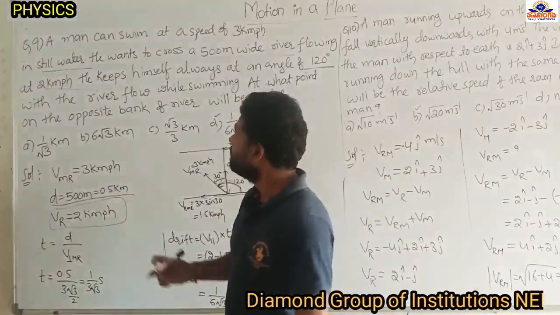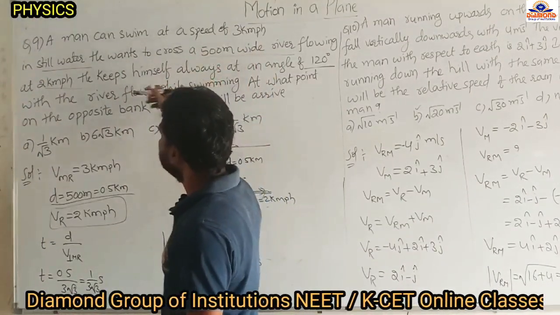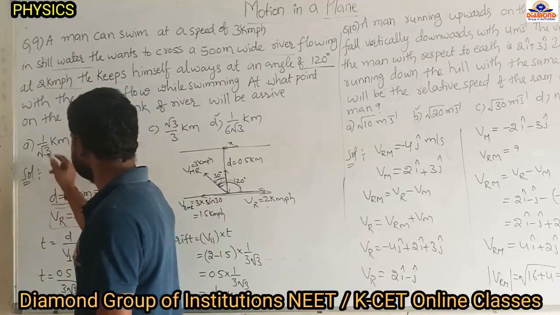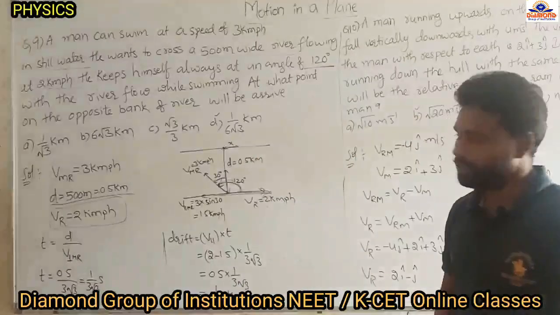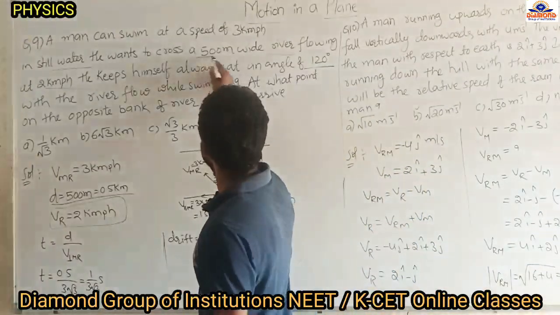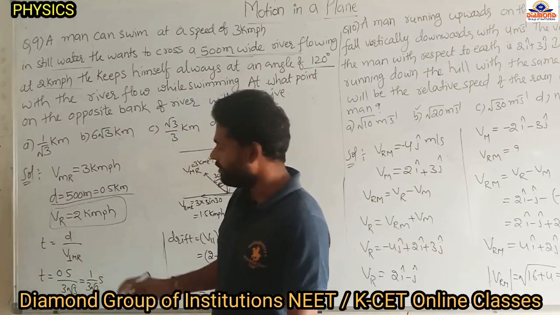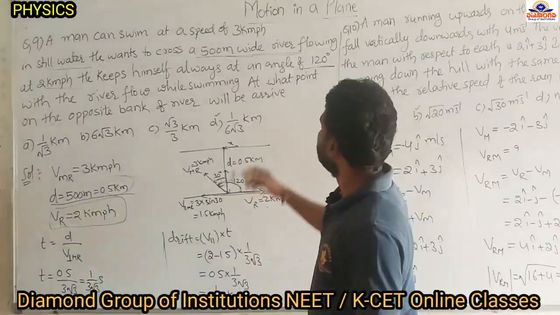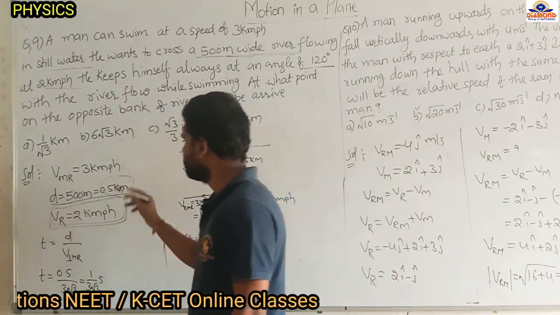See the next question. A man can swim at a speed of 3 km per hour in still water. That is, the velocity of the man with respect to the river is 3 km per hour. He wants to cross a 500 meter wide river. The width they gave is 500 meters, which is 0.5 kilometer. The river is flowing at 2 km per hour. Speed of the river is 2 km per hour.